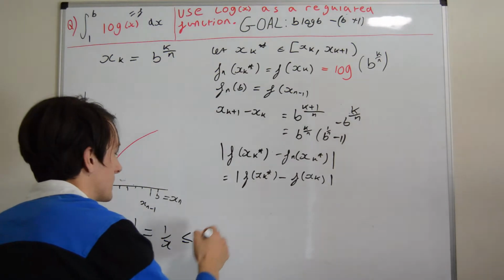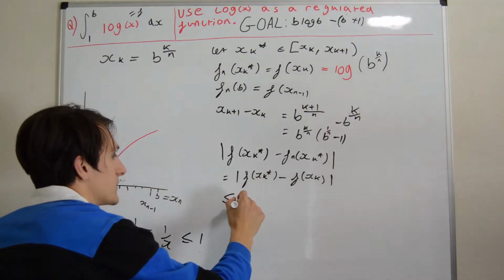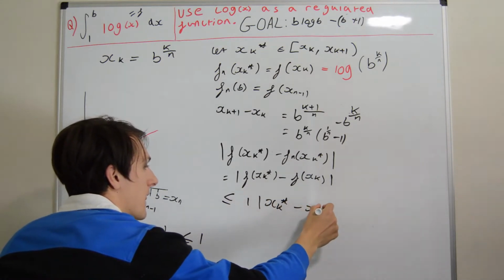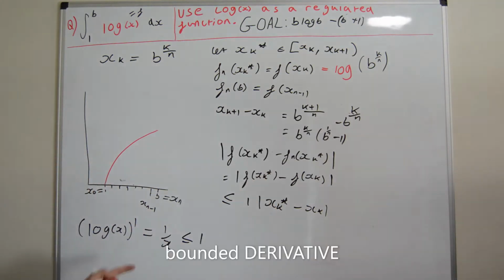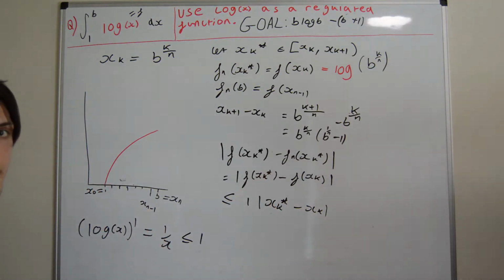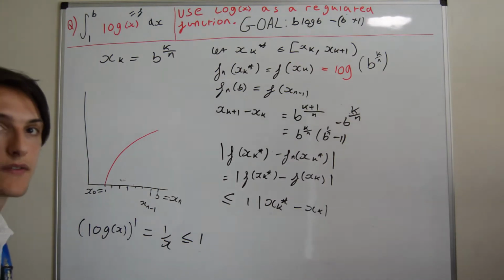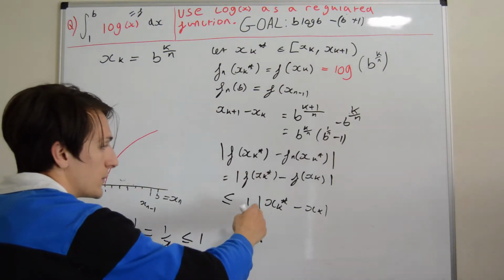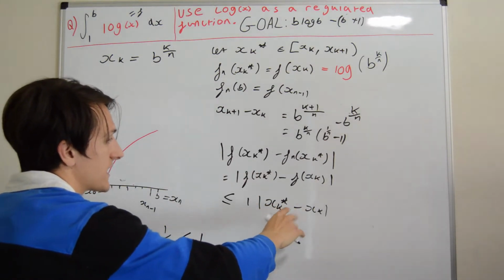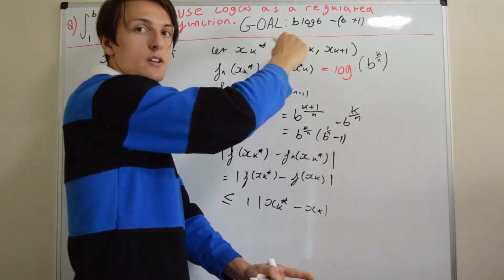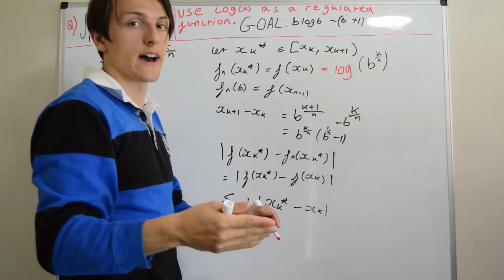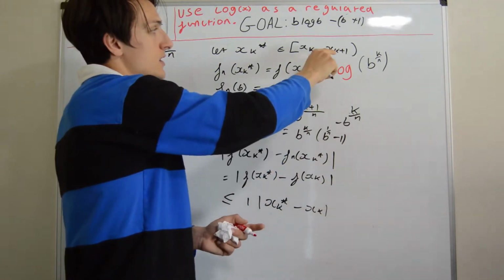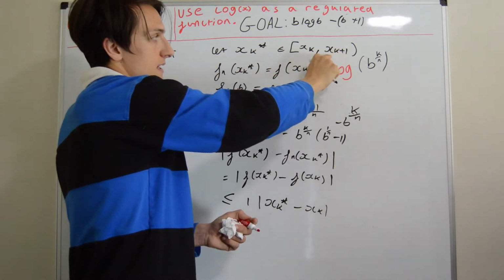So we can just say that this is less than or equal to 1 times the modulus of xk star minus xk. And if it has a bounded interval, it's Lipschitz straight away, and you get that from using the mean value theorem, but I'm not going to go through that. So this thing is less than or equal to the modulus of xk star minus xk. Well, xk star was defined to be any point within this interval. So the biggest distance that xk star minus xk could be would be if xk star was really close to this endpoint.